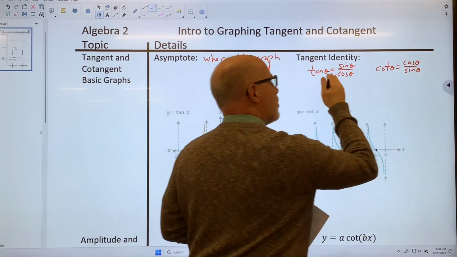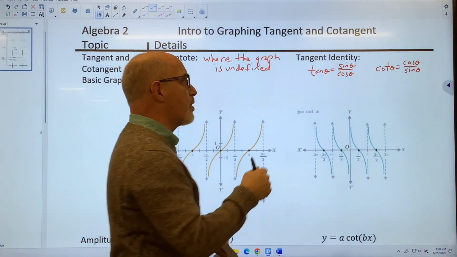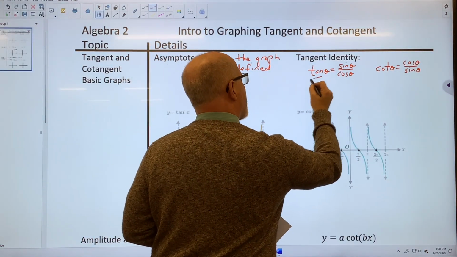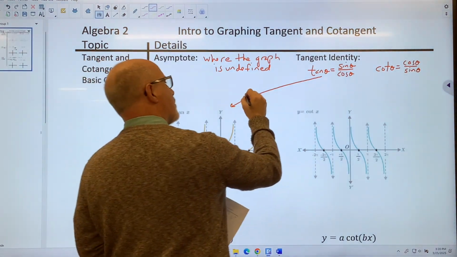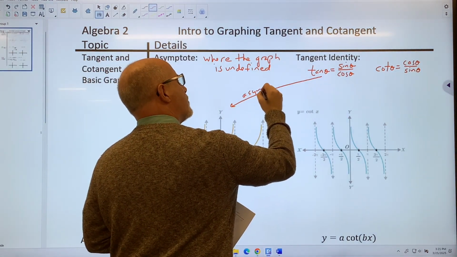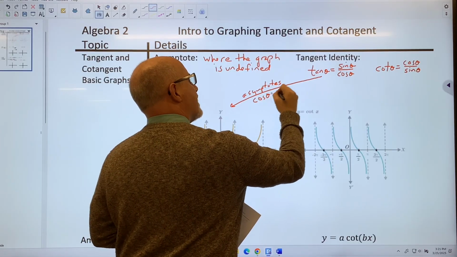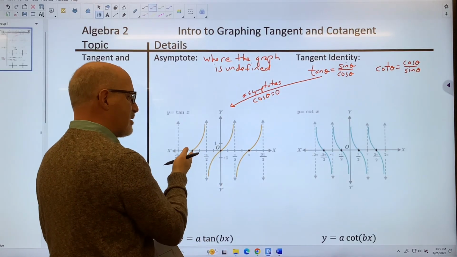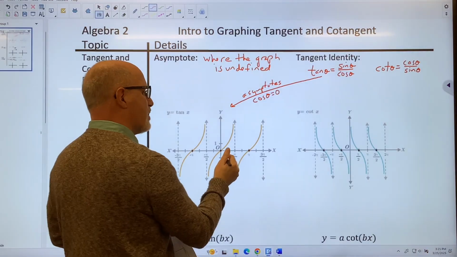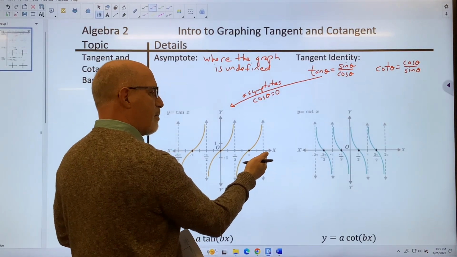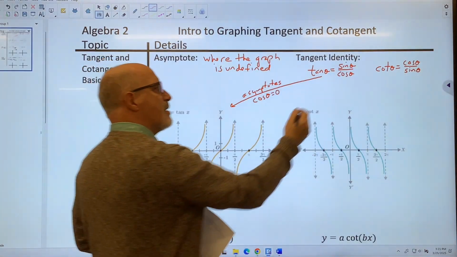Now, we know when cosine and sine are equal to 0. We did that on our graphs before. So that's going to help us establish that for our tangent, we're going to have the asymptotes where cosine theta equals 0. That's where our asymptotes are going to be on this graph. Notice that cosine is equal to 0 at pi over 2, or the same as 90 degrees. Also at 3 pi over 2, or 270. That's going to give us our asymptotes for tangent.